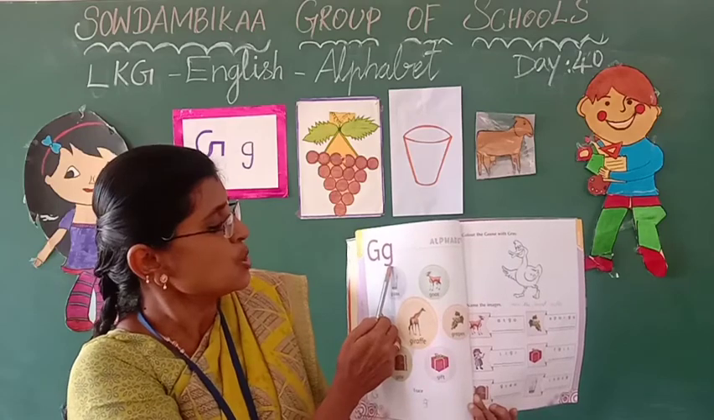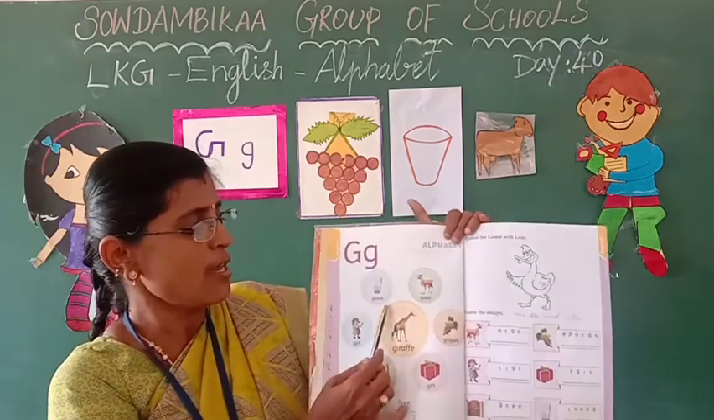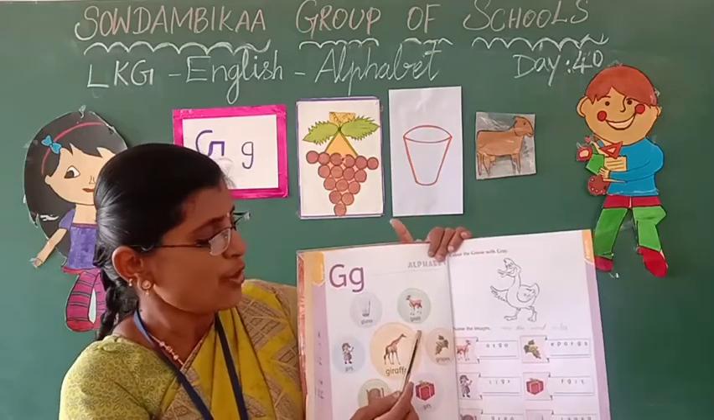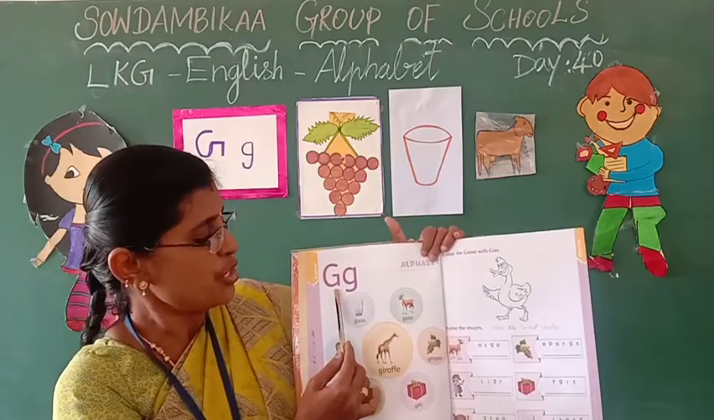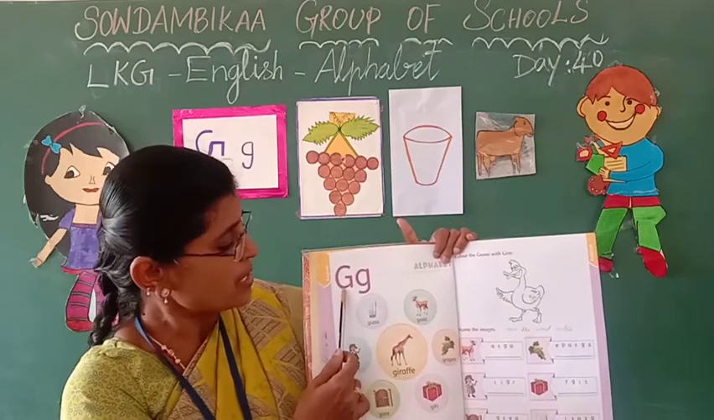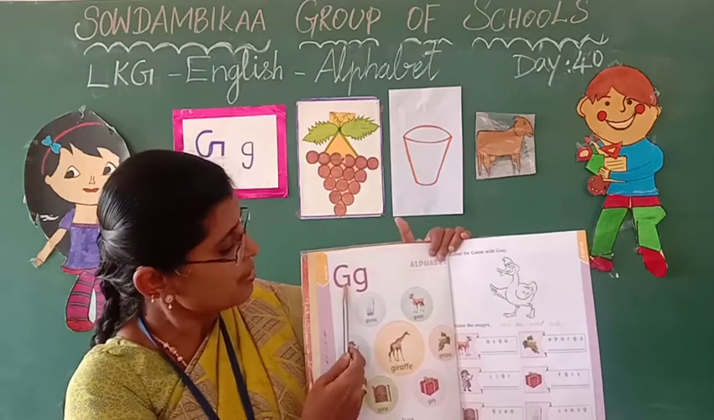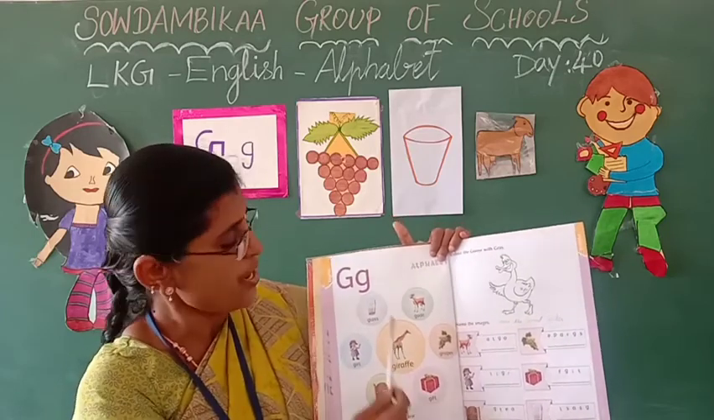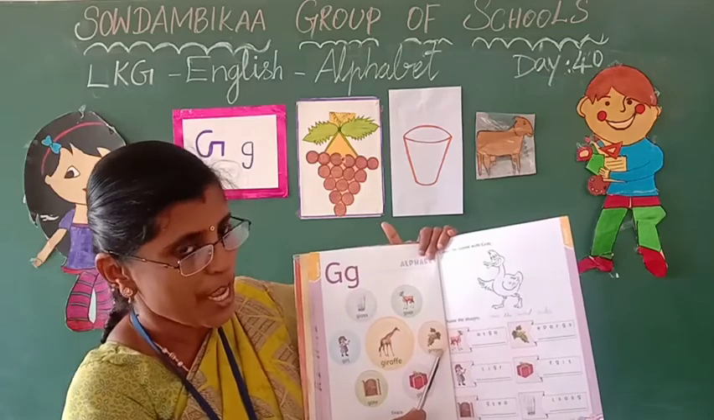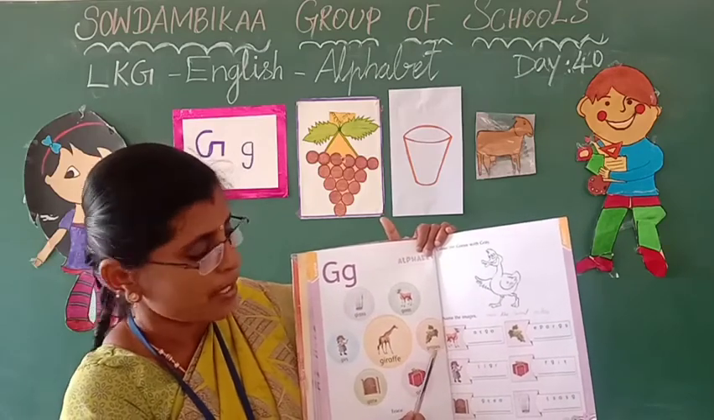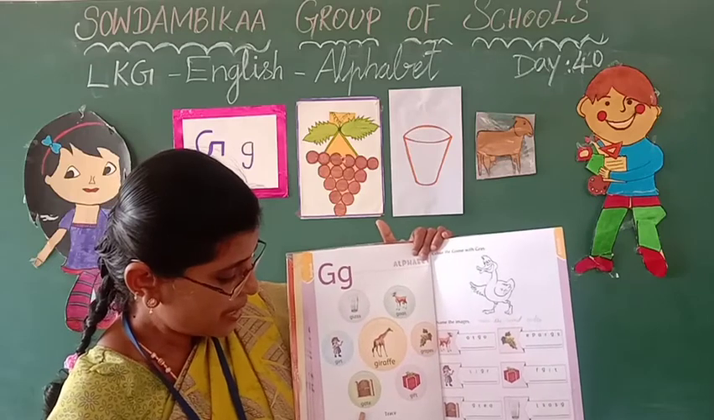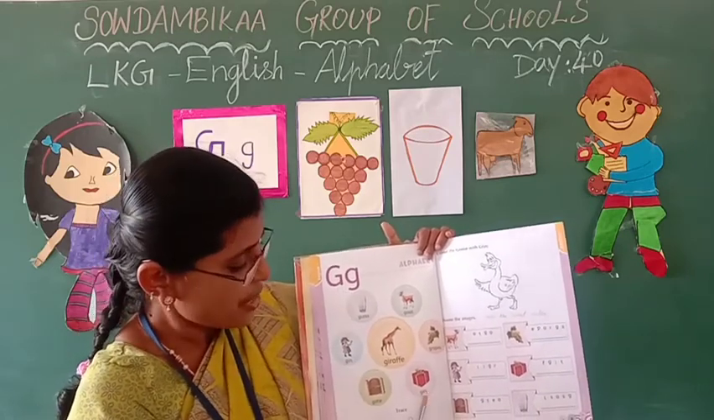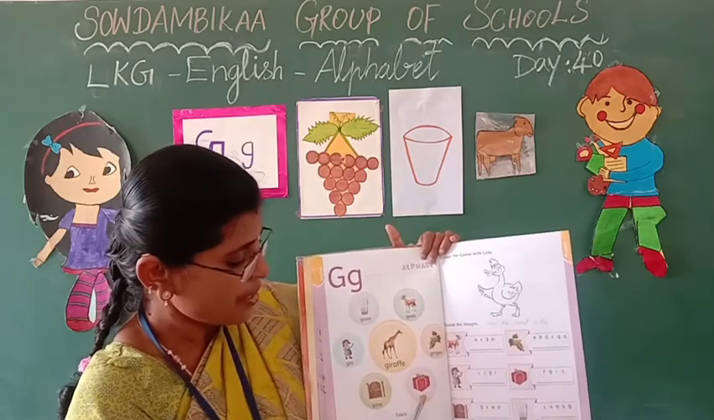Capital G, small g. G for glass. G for goat. G for gate. G for giraffe. G for grace. G for gate. G for gift.